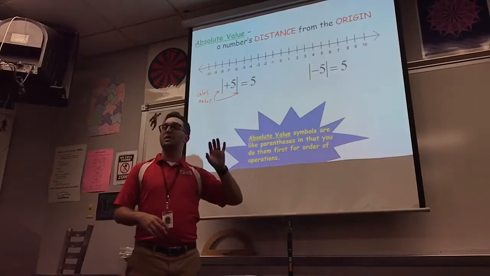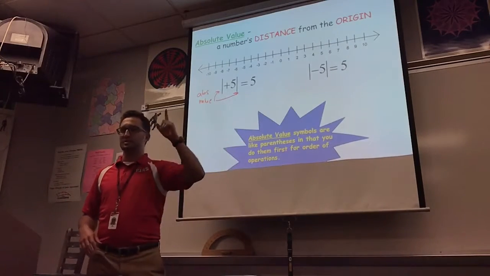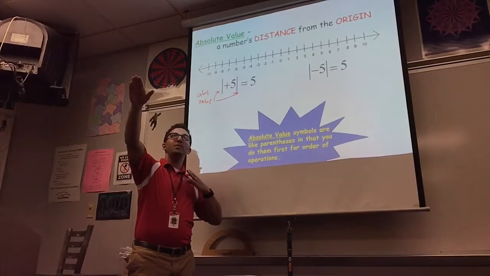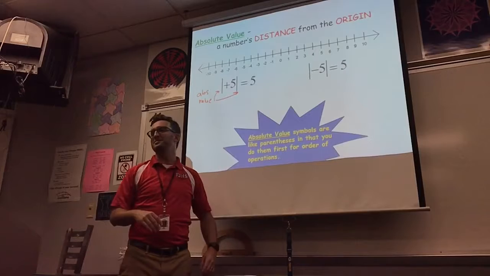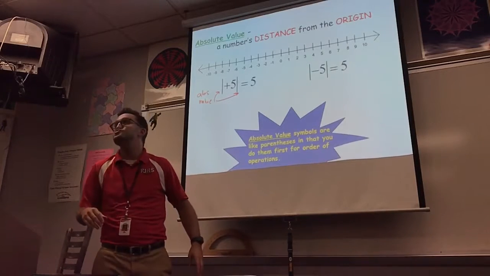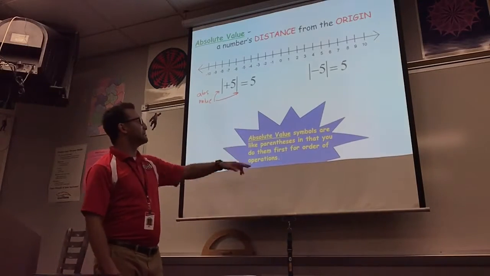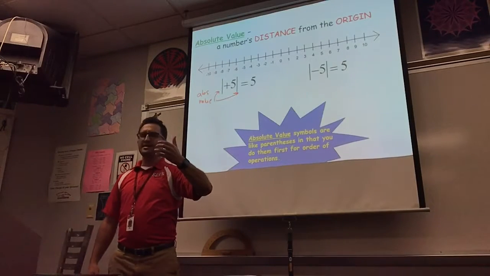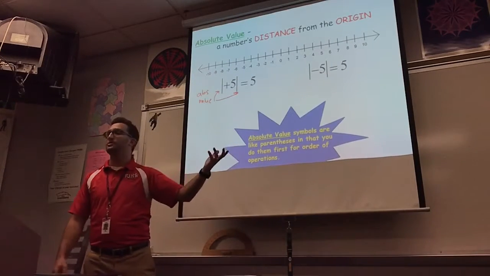Absolute values are like parentheses. You do not have to write this down, you just need to listen. Absolute values are like parentheses. The absolute value symbols are in parentheses, so we do them first. You guys remember PEMDAS? Parentheses come first, so absolute values come first as well.